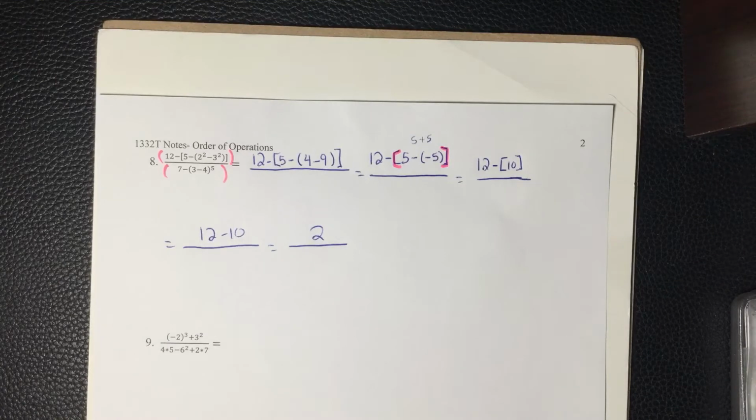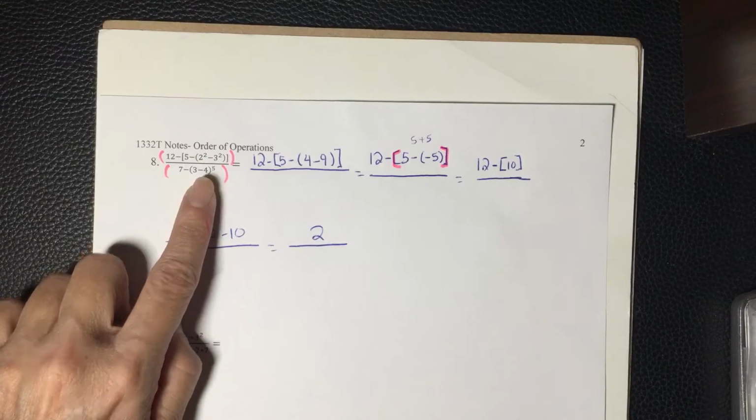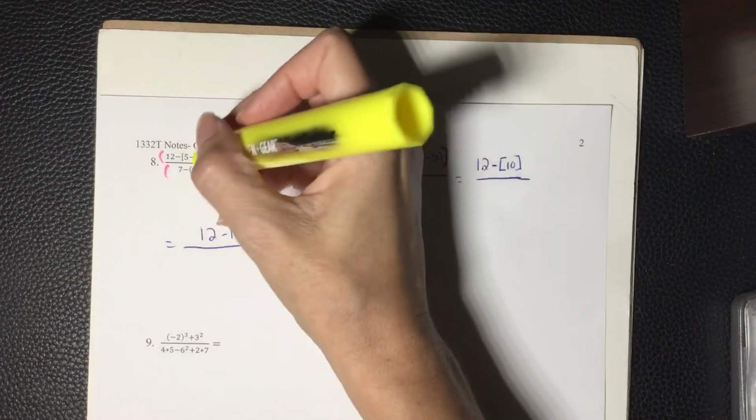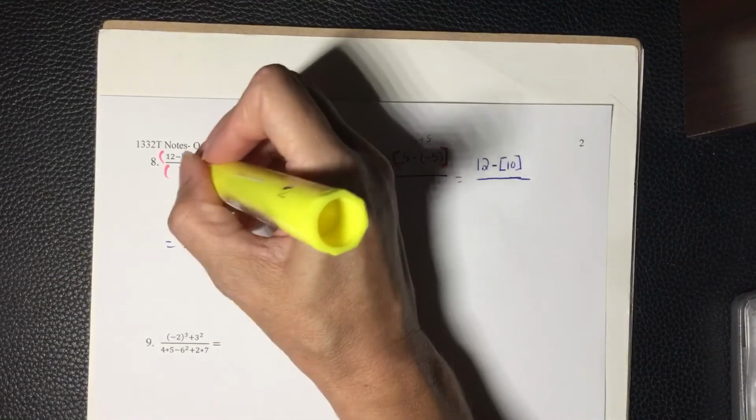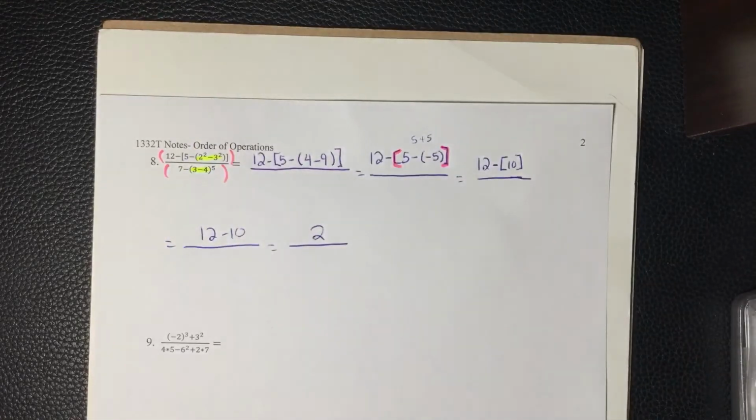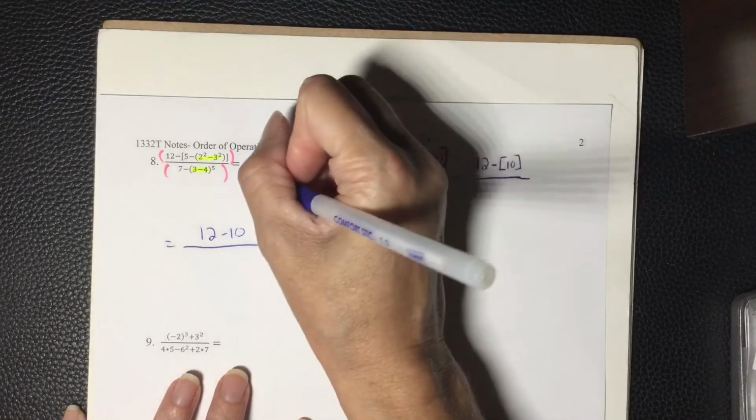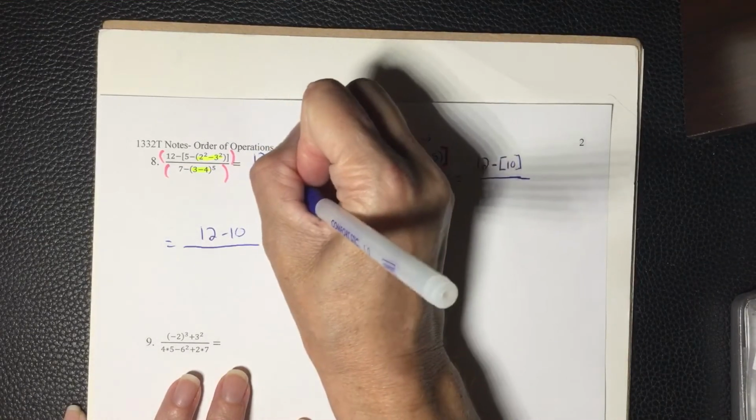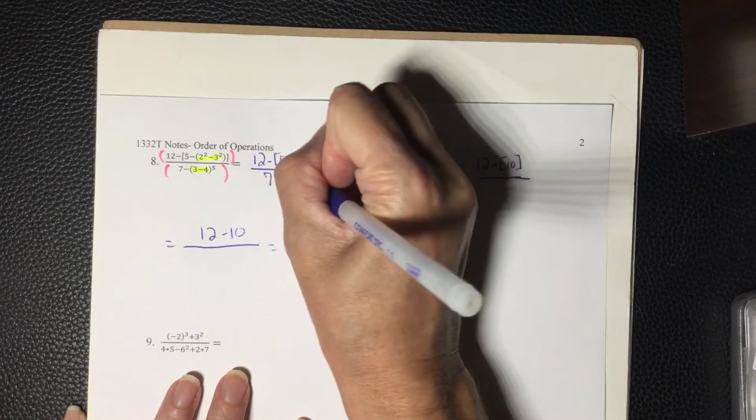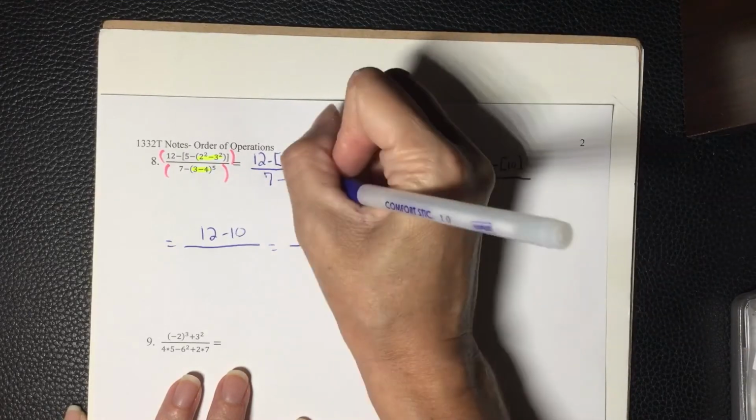All right, so now I'm going to go back and do the same thing with the denominator. So I need to start with these grouping symbols right here. So here's where I started on the top. Here's where I'll start on the bottom. So 3 minus 4 is negative 1. So that'll be 7 minus negative 1 all raised to the 5th.